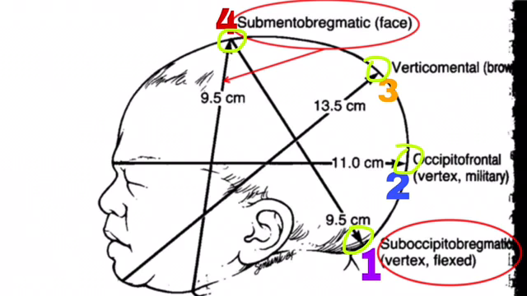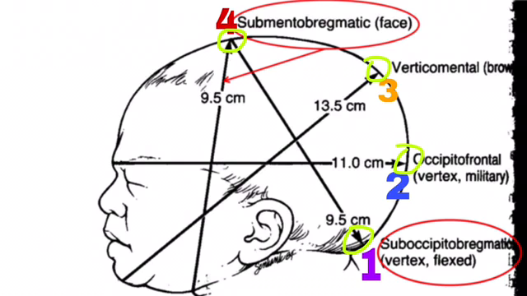Okay, so 4 diameters we saw in 4 different attitudes. Let's revise. Completely flexed, we have suboccipito-bregmatic. Deflexed, occipito-frontal. Partially extended, vertico-mental. And fully extended, submento-bregmatic. 9.5, 11, 13.5 and again 9.5.